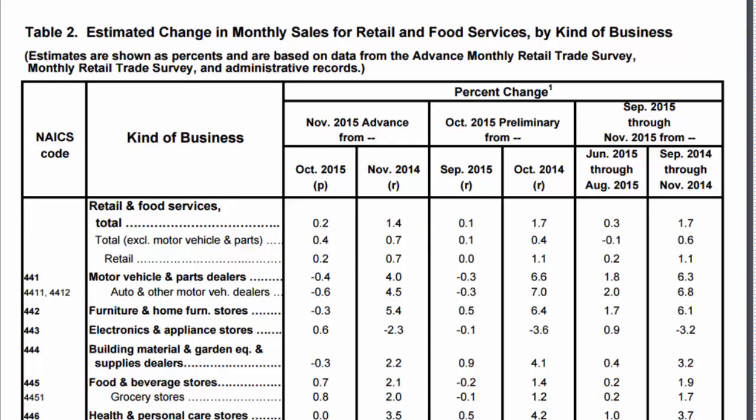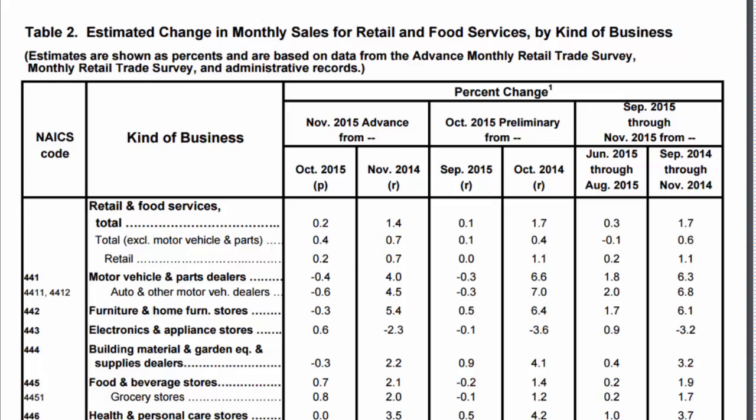The first October 2015 column is the percent change from the month. So this is the November report. November 2015 sales advanced 0.2% over October 2015, and from a year ago, November 2014, advanced 1.4%. And remember, the row right beneath there is the ex auto numbers. Those are the two main things that are reported.